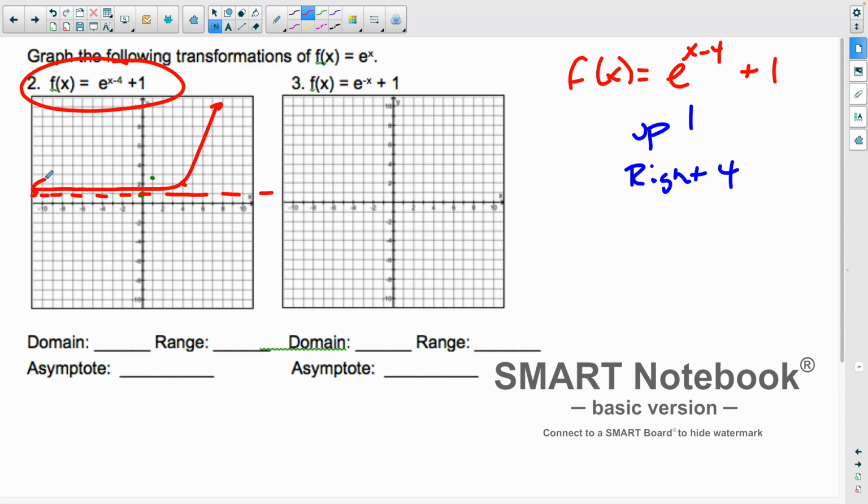Okay? Domain is all real numbers. Range is y is greater than 1. Asymptote is not y equals 0, but y equals 1. Could you tell me the y-intercept? Plug 0 in, right?